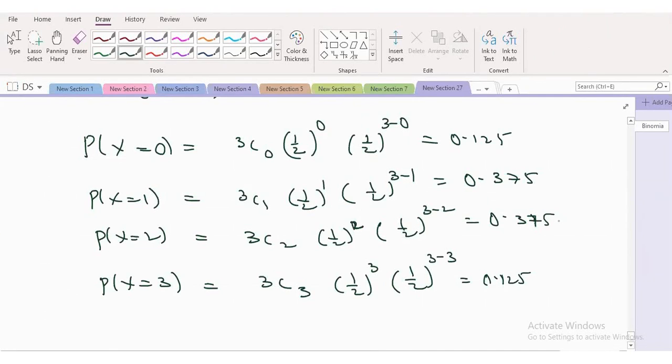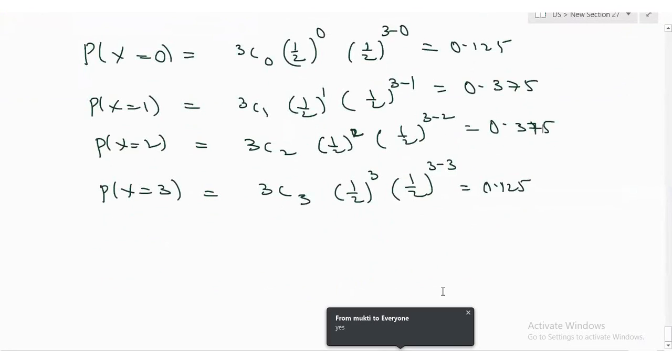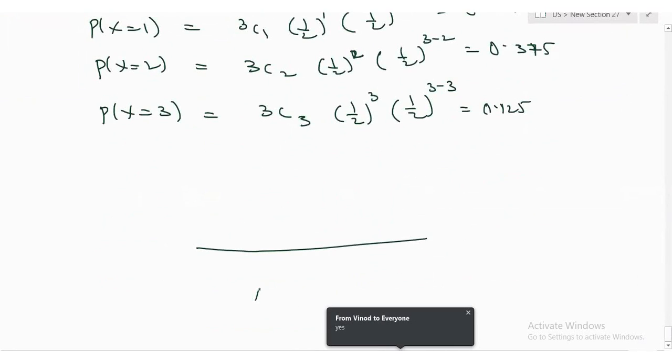Can I construct a histogram for this? I know the x values. I know its corresponding probabilities. Can I construct the probability distribution curve? Yes or no? Guys online. So what I'm saying is, these are x values. X is what here? Number of heads. So it could be 0, 1, 2, 3.